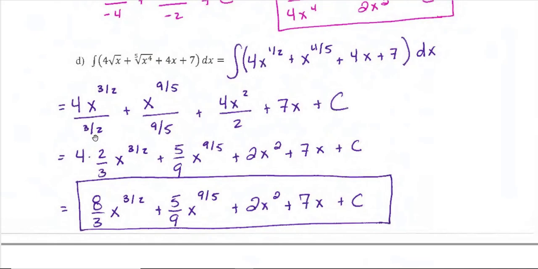We don't divide by fractions. Instead, we'll multiply by the reciprocal. So that's going to be 4 times 2/3 x to the 3/2 plus 5/9 times x to the 9/5. That 4 and 2 will reduce to 2, so we have plus 2x squared plus 7x plus c. And then we can simplify this a little bit further to get 8/3 x to the 3/2 plus 5/9 x to the 9/5 plus 2x squared plus 7x plus c.